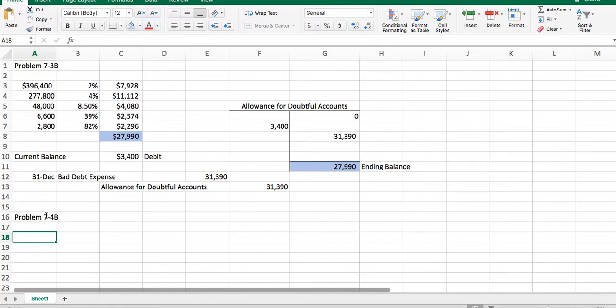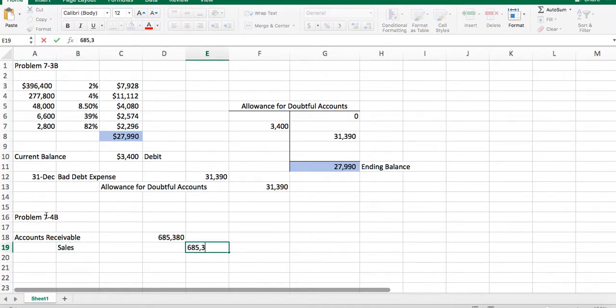So, the first one says we sold $685,000 of merchandise that had a cost of $500,000 on credit, terms net 30, meaning there's no sales discount. So it's simply accounts receivable, $685,000, and sales, $685,000.